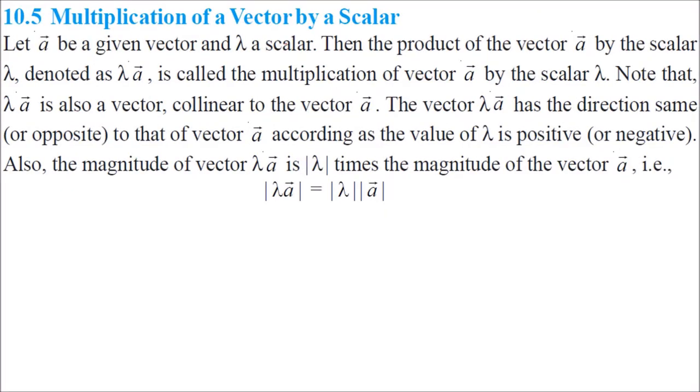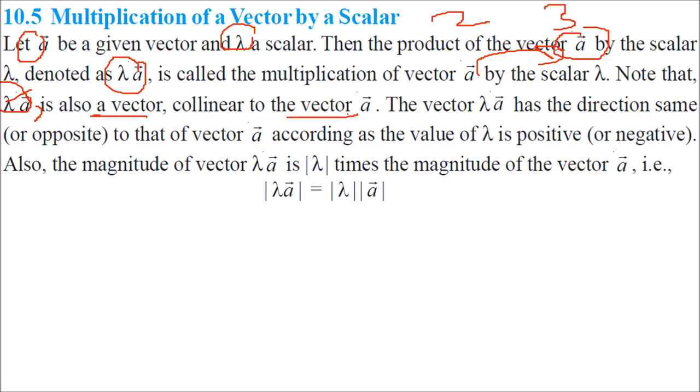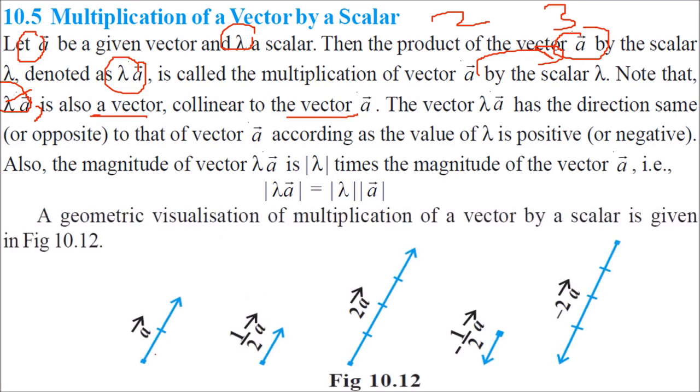Multiplication of a vector by a scalar. So let us take a to be a given vector and lambda a scalar. It can be any value which has no direction, just like any number like 2, 3, minus 6, half. So the product of this vector a by the scalar lambda, which is denoted by lambda times a, with the arrow on a, is called the multiplication of vector a by the scalar. So lambda a is what? This is a vector, and this is again collinear with the vector a. I'll show you. This is a.